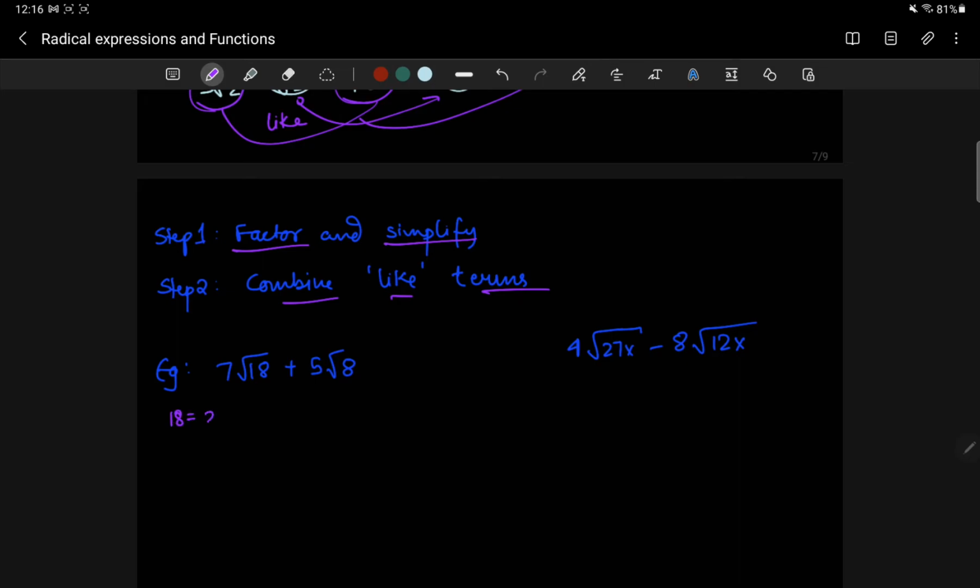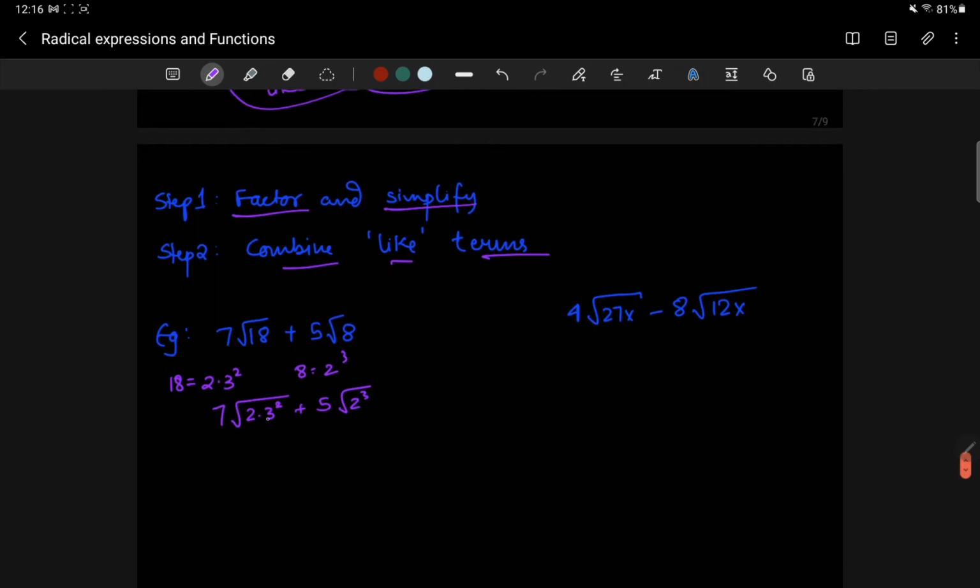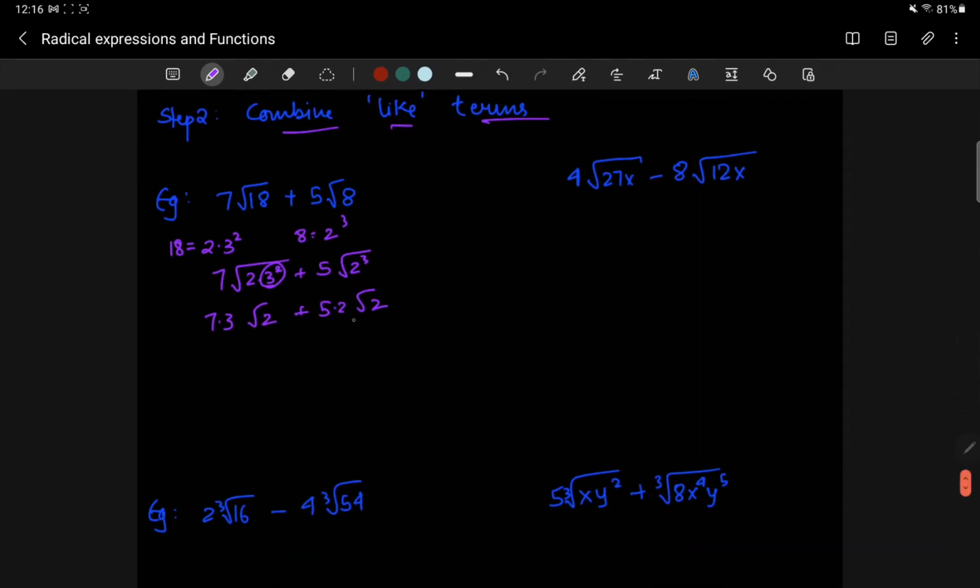What is 18? 18 is 2 times 3 squared. So this is 7 square root of 2 times 3 squared, and 8 is 2 cubed, 5 square root of 2 cubed. So here there's a pair of 3 and there's a pair of 2. So 7 times 3 root 2 plus 5 times 2 root 2. Now suddenly after factoring, they become like terms.